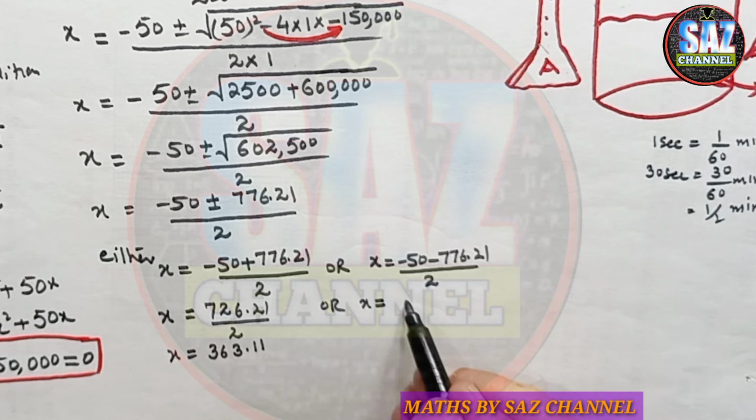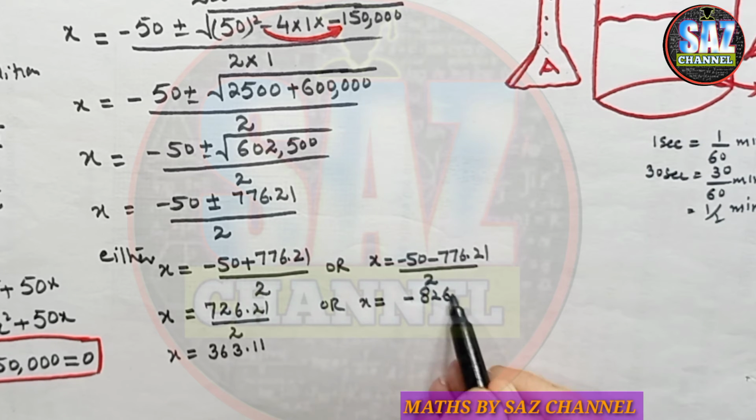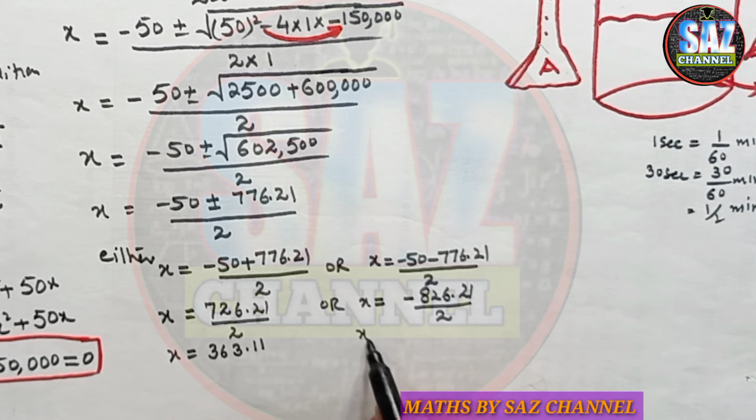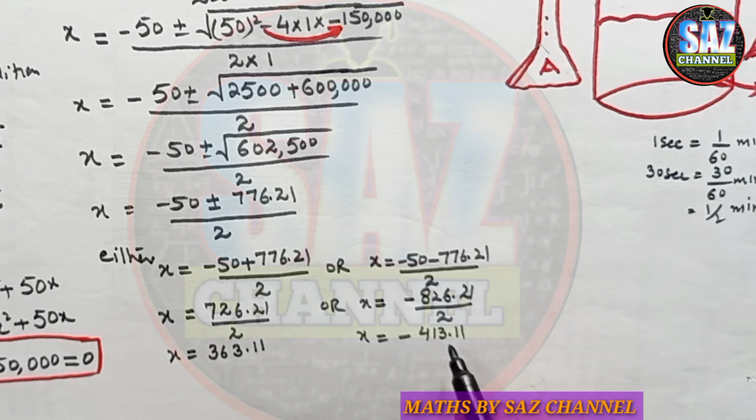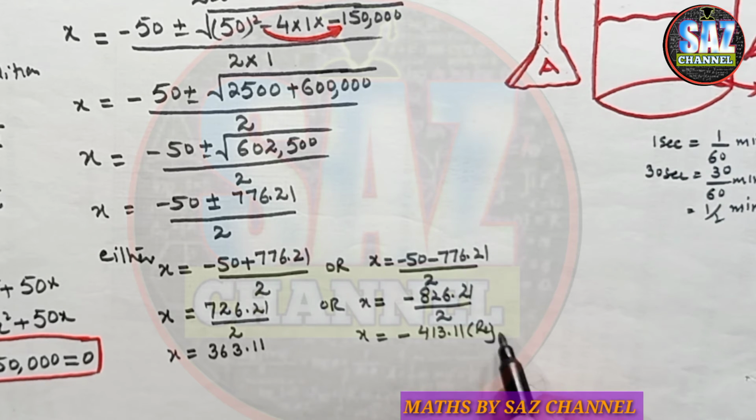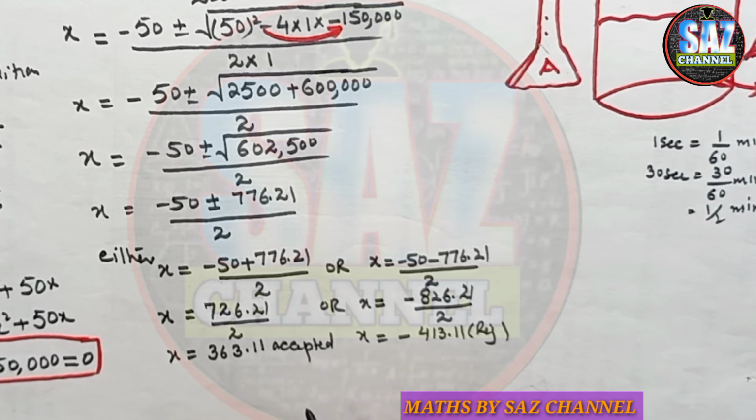Or x equals minus 50 minus 776.21, and that will give me minus 826.21 divided by 2. Divided by 2 will give me x equals minus 413.105. Now we can see that the question says that x is the rate of pump A. X can never be negative, so this will be the rejected answer and the other will be the accepted answer. I hope you are clear about the solution of this equation.